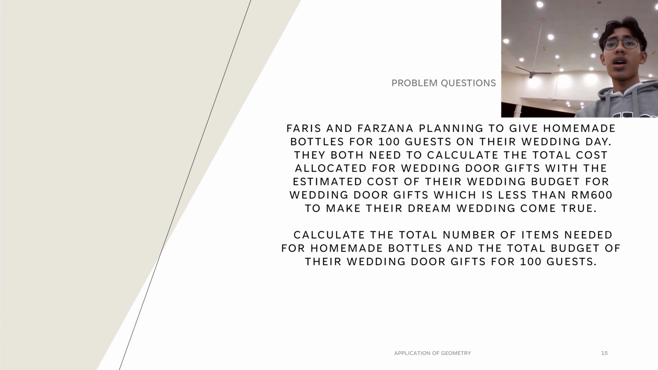The main problem is that Faris and Farzana are planning to give homemade barrels for 100 guests on their wedding day. They both need to calculate the total cost allocated for wedding door gifts, which is estimated to be less than 60,000 to make their dream wedding come true. Calculate the total number of items needed for the homemade bundles and the total budget of their wedding door gift for 100 guests. So now, let's solve it together.